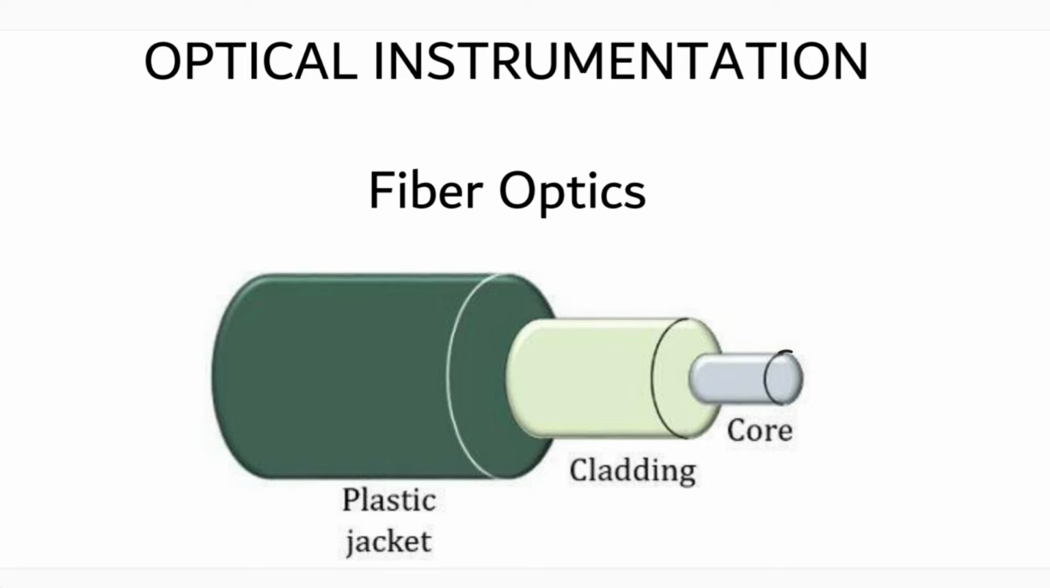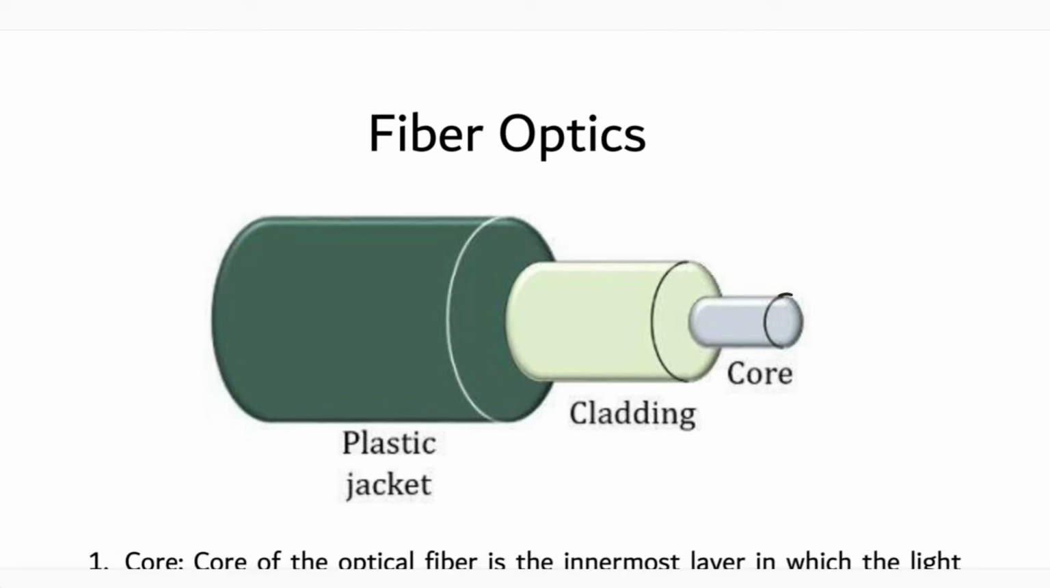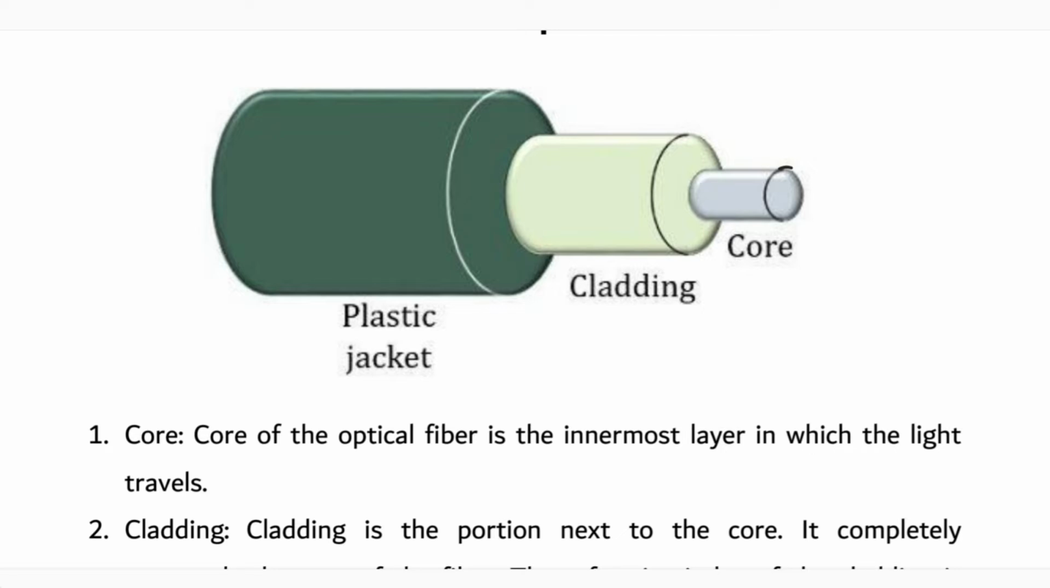At first, let me tell you the definition of the optical fiber. So optical fiber is a cylindrical dielectric waveguide which is non-conducting in nature and transmits the light along its axis. As you can see over here at the axis, the core is present. So basically in optical fiber we consider three parts. First one is core, second is cladding, and third one is plastic jacket.